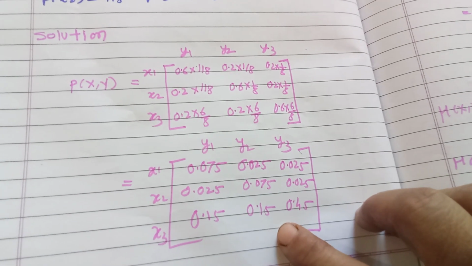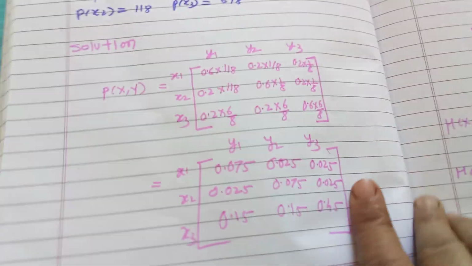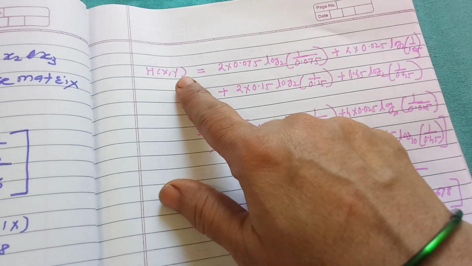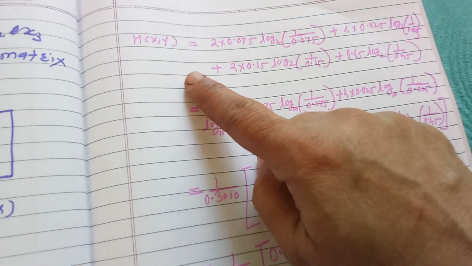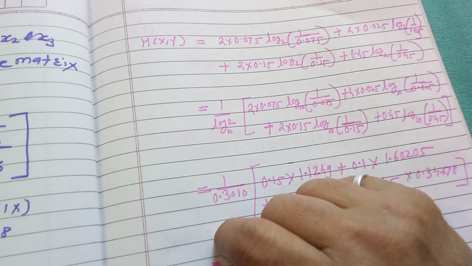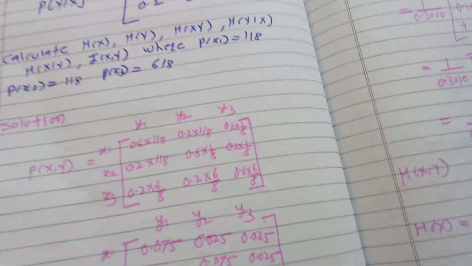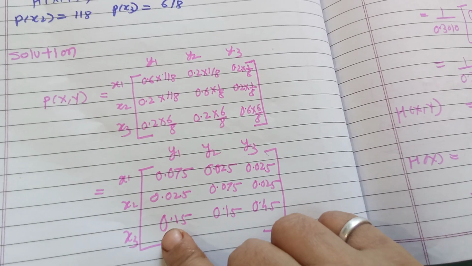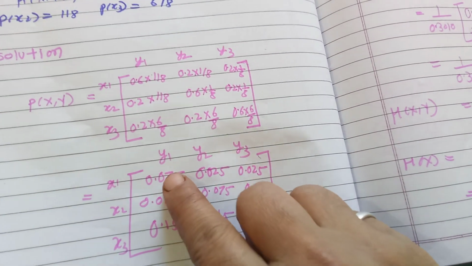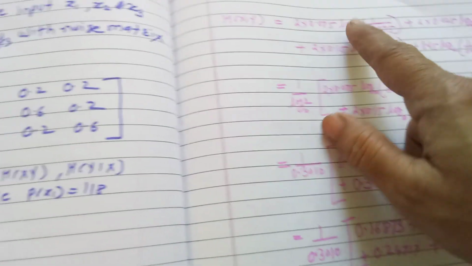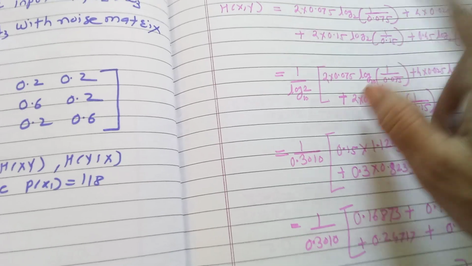Now after that you have to find H(X,Y). When you have to compute H(X,Y), don't look for the summation formula. You just see these probabilities: how many times each value comes. In this, 0.075 comes 2 times. So 2 into 0.075 log 2 of 1 by 0.075.